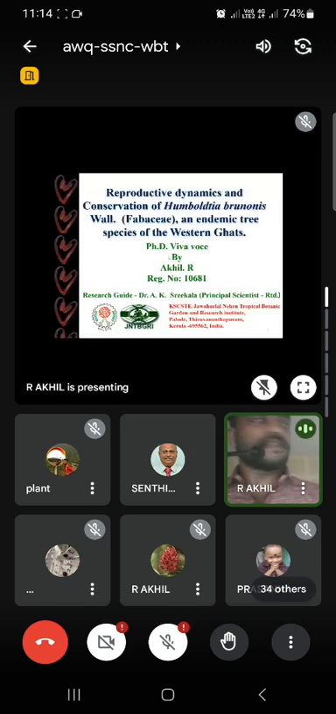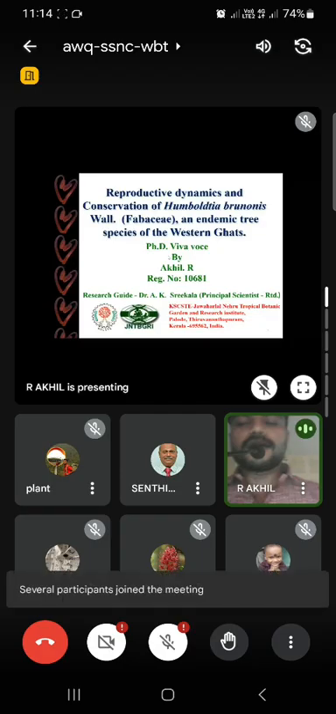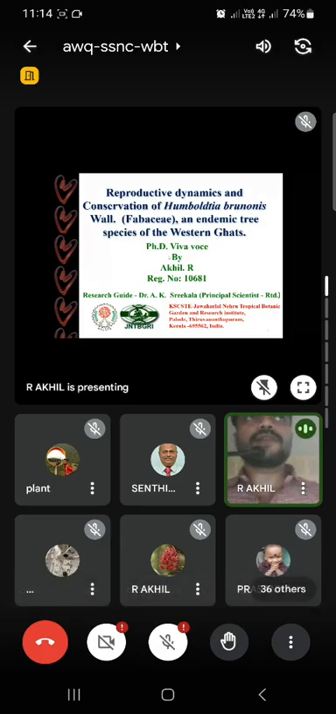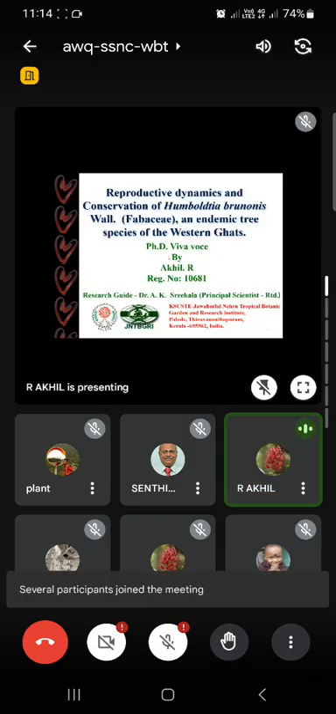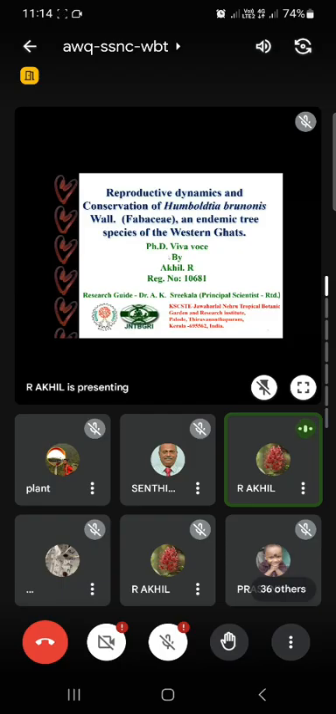Respected Chairman and all other invited dignitaries who are here, a warm good morning to all. My topic of research is reproductive dynamics and conservation of Humboldtia brunonis, an endemic tree species of the Western Ghats.